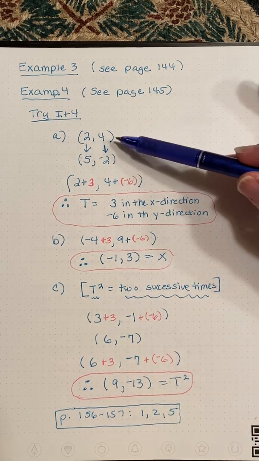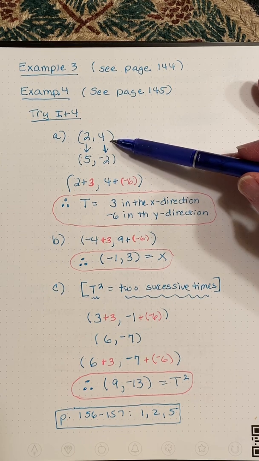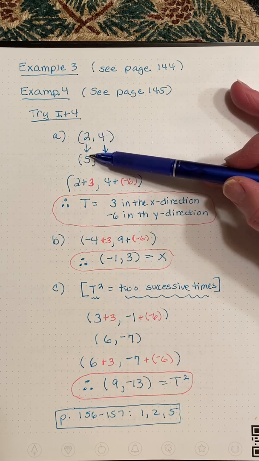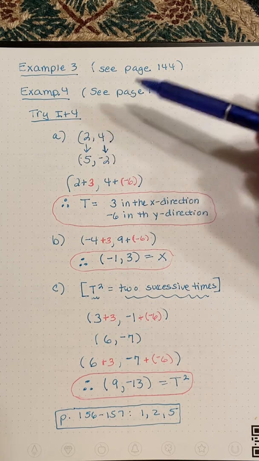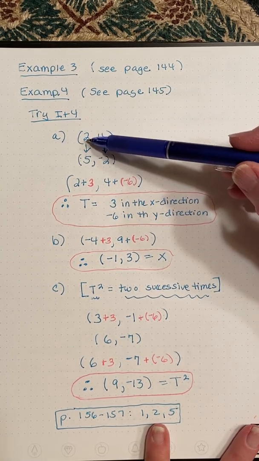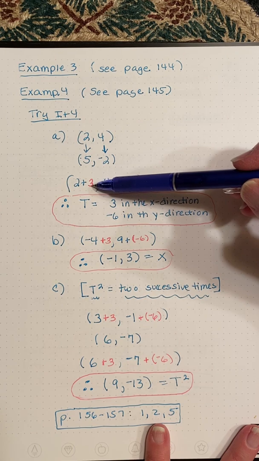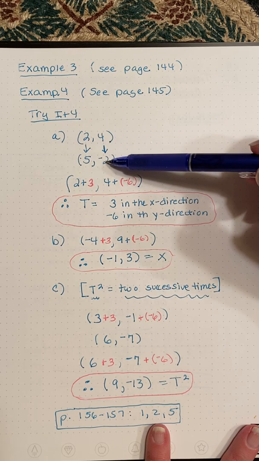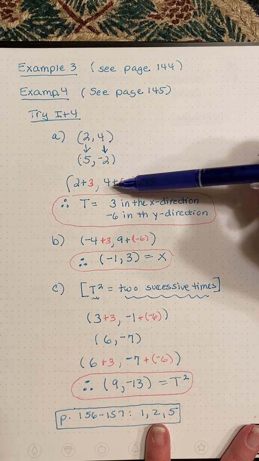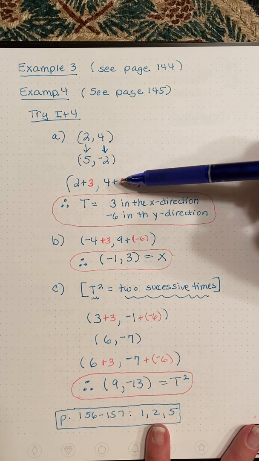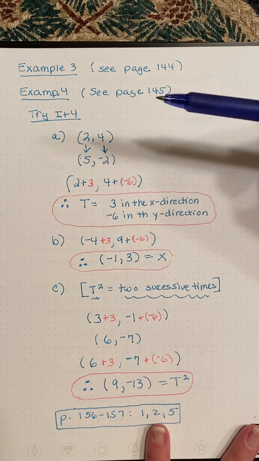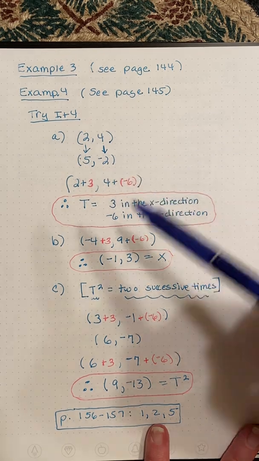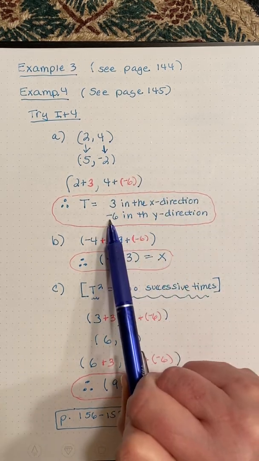So I take the 2 points they have given me. They mapped 2, 4 onto 5, -2. What did I need to add to my X value and my Y value to get that movement? Basically, I needed to add 3 in the X direction, because 2 plus 3 is 5. What did I need to do to get from 4 to -2? I needed to add -6. And that got me to -2. So my translation, therefore, is 3 in the X direction and -6 in the Y direction.